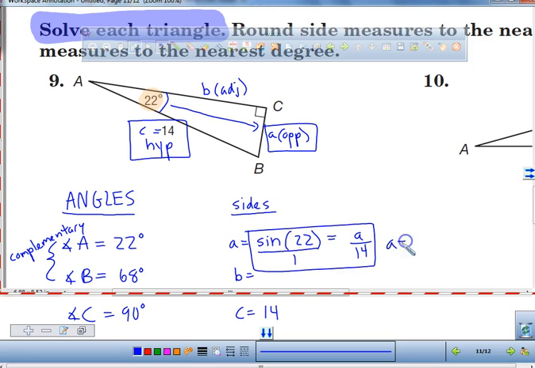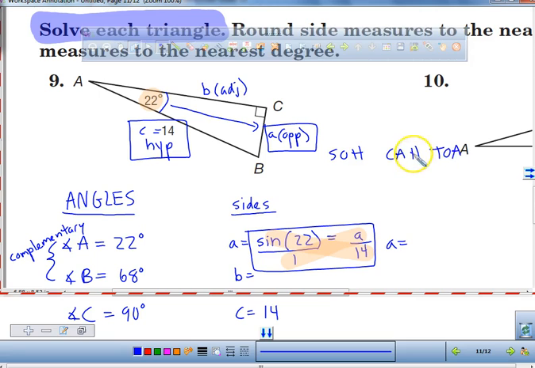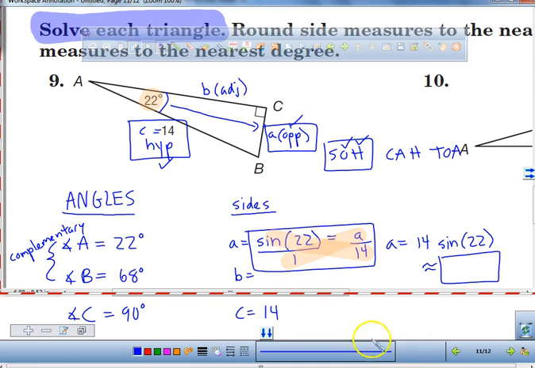So when you cross multiply, how did I know how to use sine? Because of the 3 basic ratios. I chose sine because I have my opposite side and I have my hypotenuse. So when you cross multiply, you get A equals 14 times the sine of 22, and that will give you an approximate amount for A. You do the same thing for B, except you're probably not going to use sine, you're going to use cosine instead of sine for lowercase b.